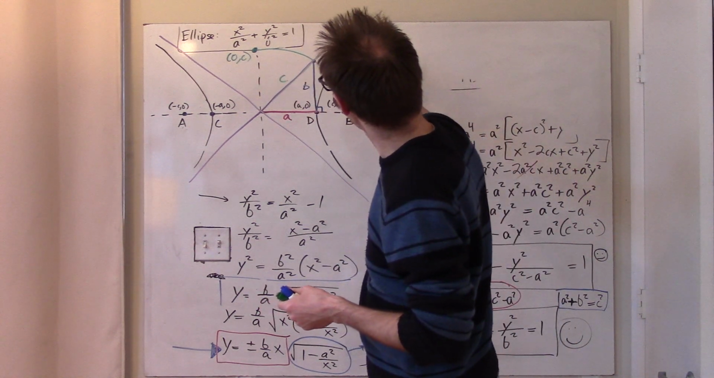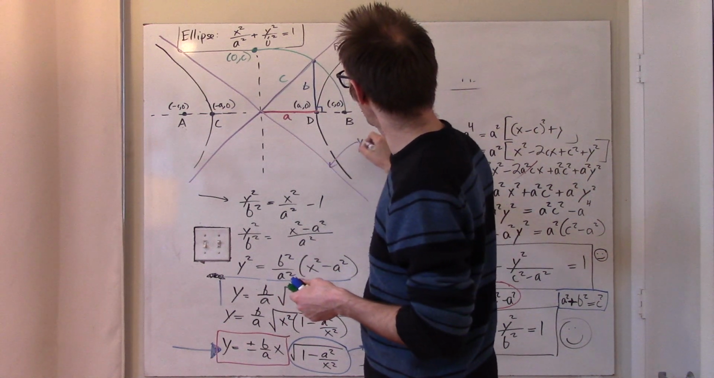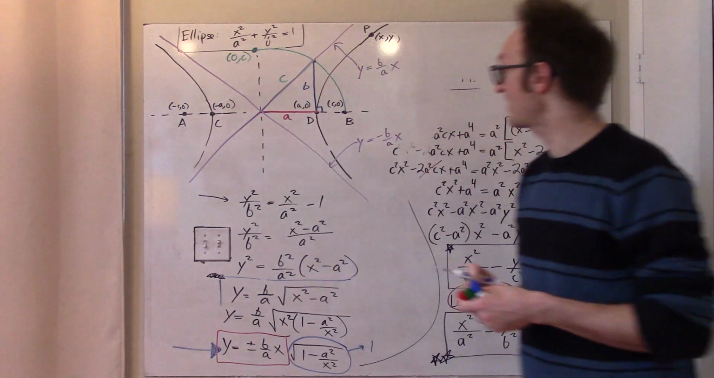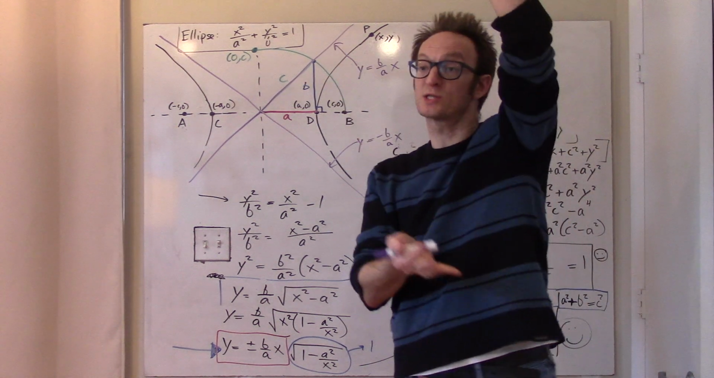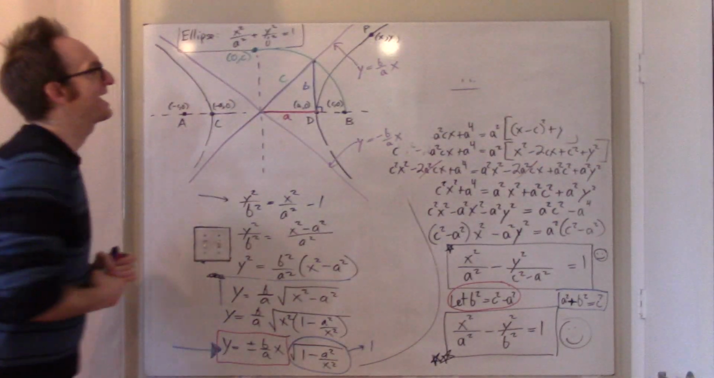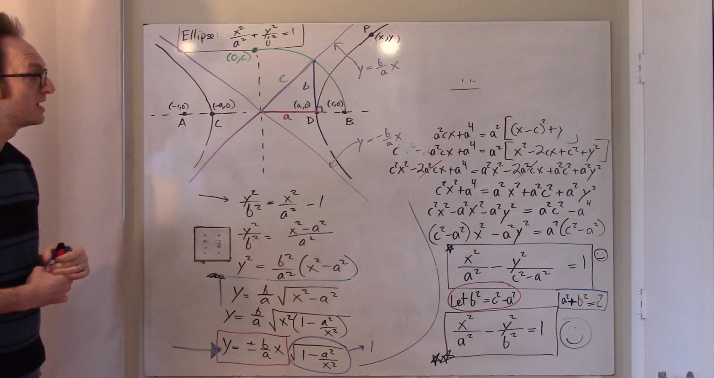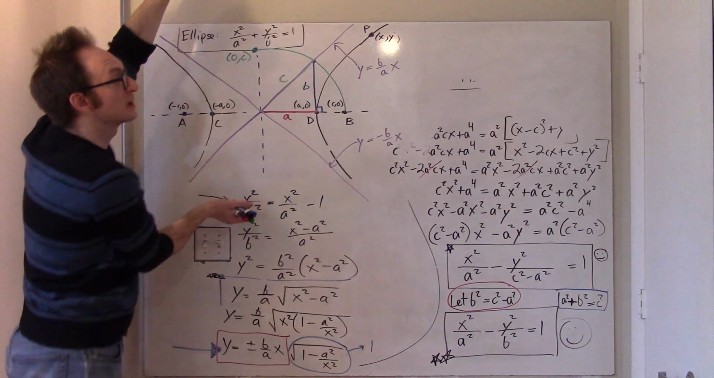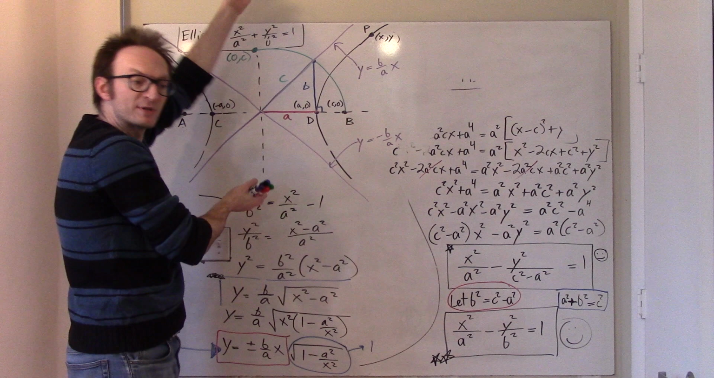This is the line y equals b over a times x, and this is the line y equals negative b over a times x, and that is kind of what b is. b is the factor by which the hyperbola has been stretched. And so the larger b is in this formula, the greater the slope of the asymptotes, and that stretches out the entire hyperbola.